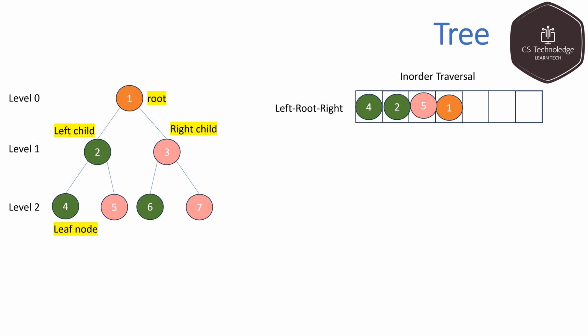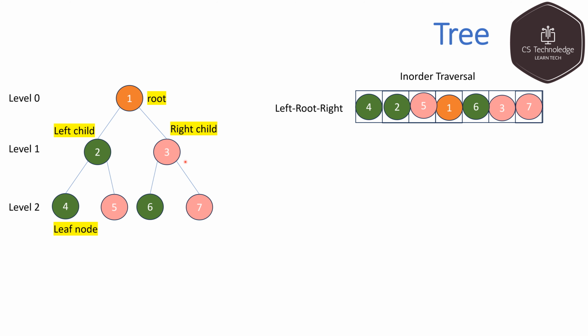Then we have to proceed with the right branch, which is 3, 6 and 7. But when we visit 3, again we need to ensure whether there are any left nodes for 3. If so, we need to register them. So which means it will be 6, then 3, and then 7. I hope you got the idea. Each time we have to check whether there are any left nodes for any given node. If yes, we have to traverse them till we reach the root node.